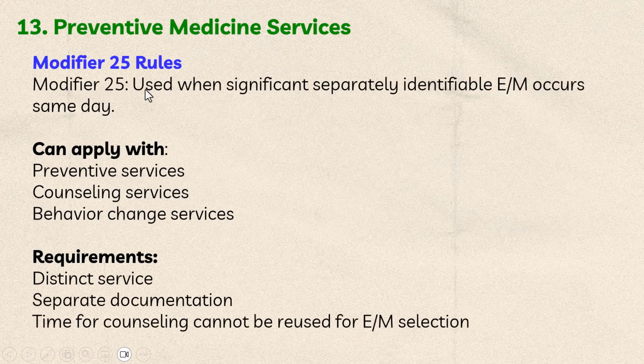Let's come to the very important part, that is Modifier 25 rules. Modifier 25 is used when a significant, separately identifiable EM occurs the same day, as I explained earlier. So it can apply with preventive services, counseling services, and behavior change services. The requirements are distinct service, separate documentation, and time for counseling cannot be reused for EM selection. So in this scenario, you have to count the time separately for the additional EM service.